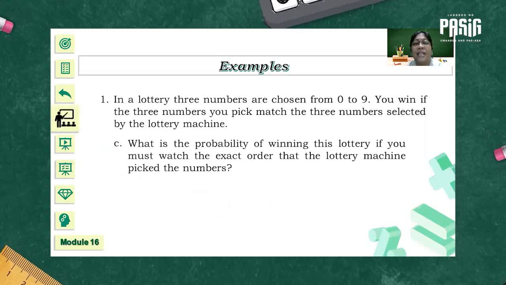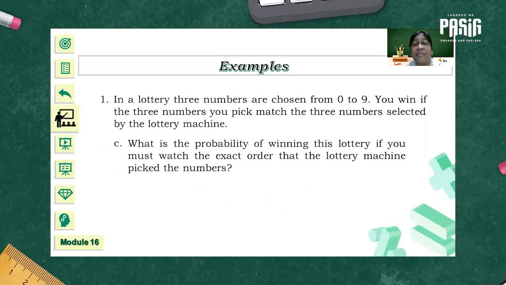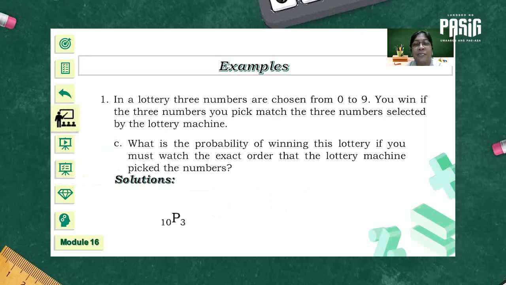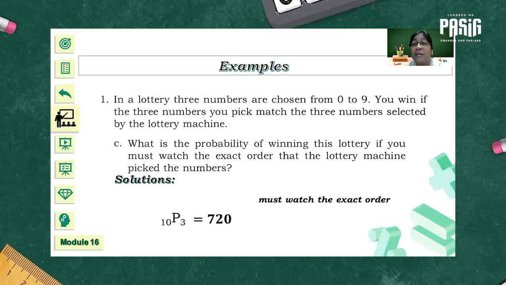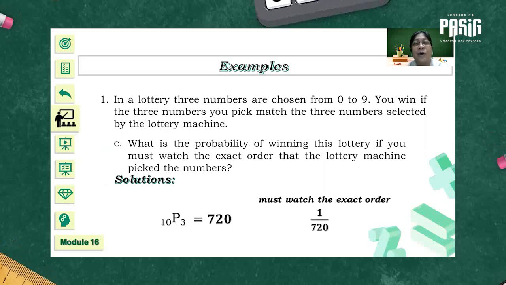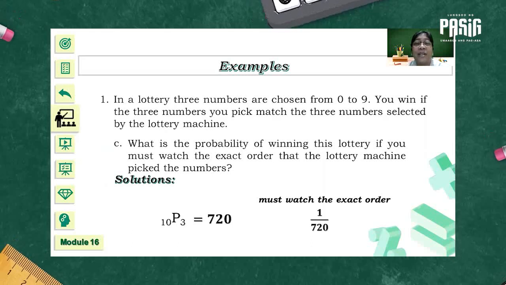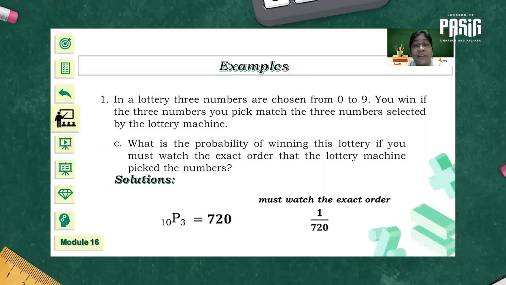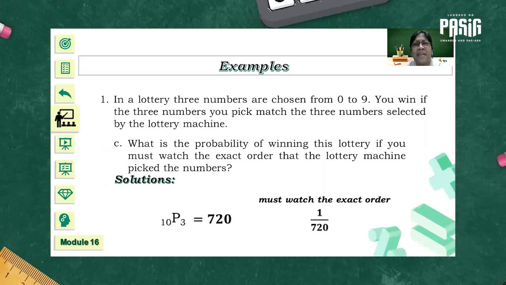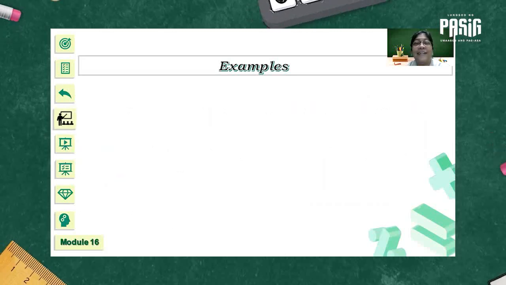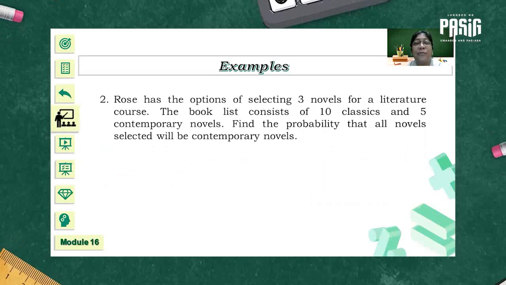How about letter C? Since order matters, we're going to make use of permutation. That's permutation of 10 taken 3, which is equal to 720. And since there's only one winning number, that is 1 over 720, the probability of winning this lottery if you must match the exact order with the lottery machine with the numbers. I hope I made the example number 1 clear. So let's proceed to example number 2.